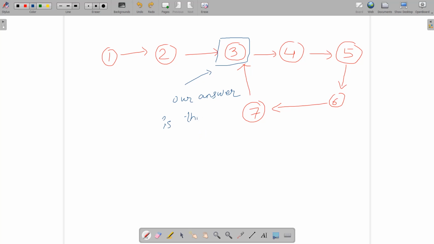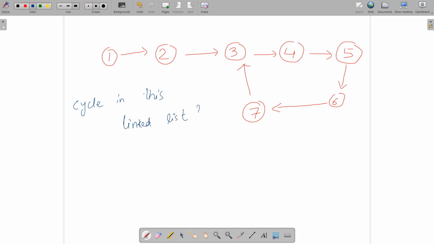The very first thing you need to understand is that you need to check whether there exists a cycle in this linked list or not. So you are going to check whether there exists a cycle in this linked list or not.